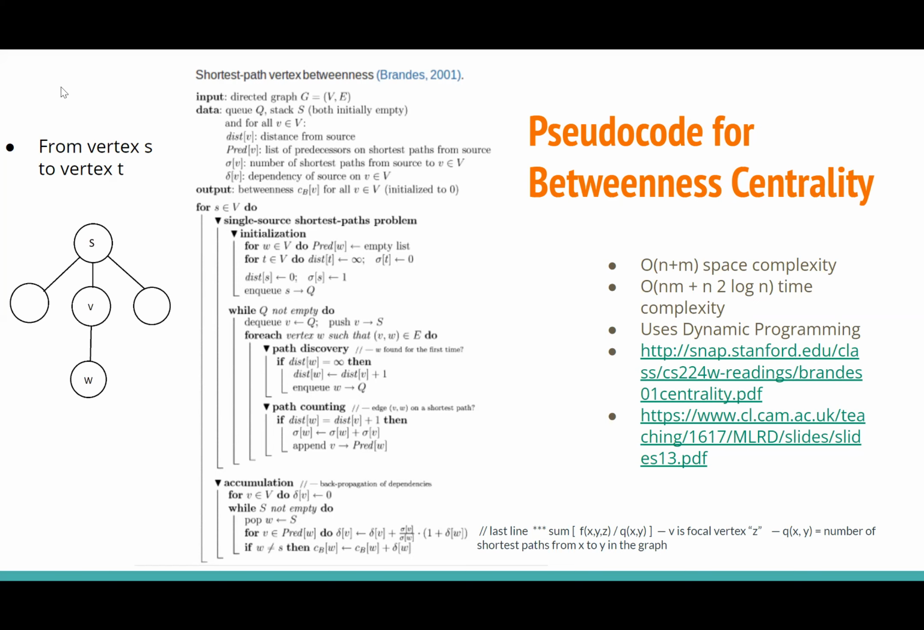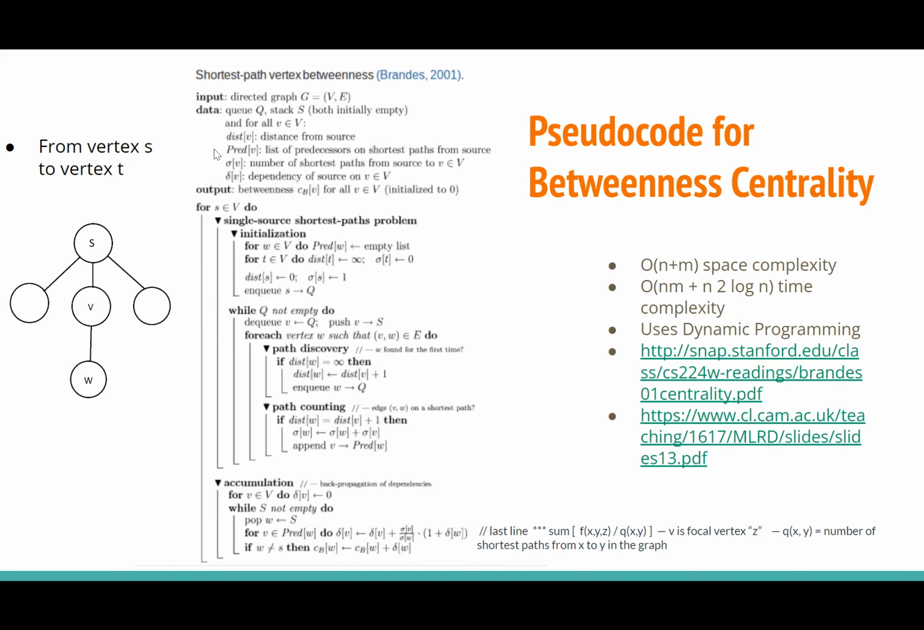So let's start with the input. The input obviously is a graph with the vertices and edges. The data is a queue, which is Q, and the stack, which is S, which are both initially empty. And for all vertices in the set of vertices, the distance of a vertex is the distance from the source. So the source is the vertex that was before it. For example, this V right here, its source is S. The source for W is V. So it's the one that comes before it.